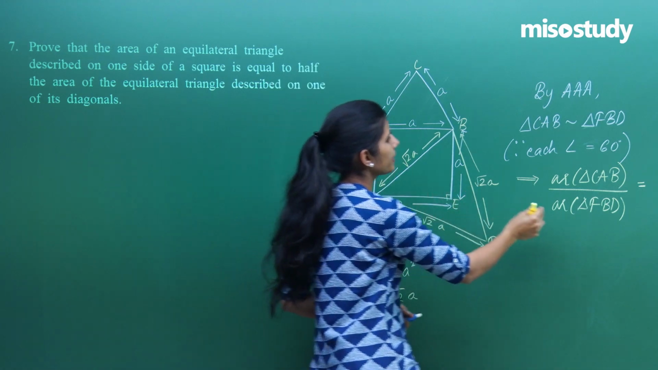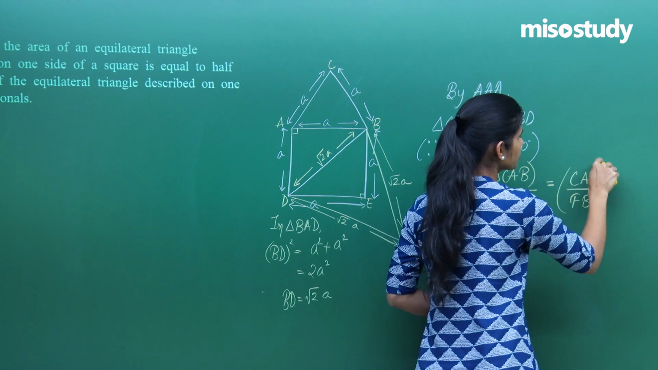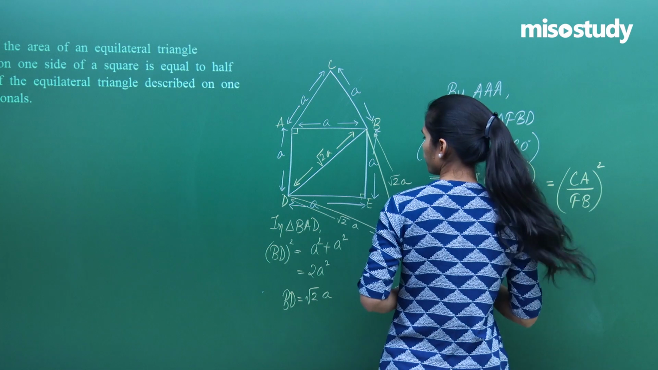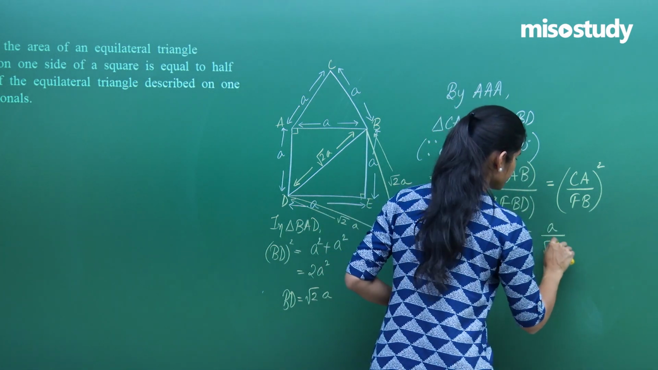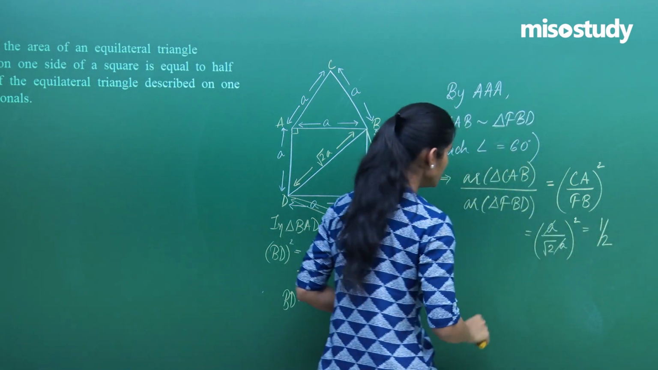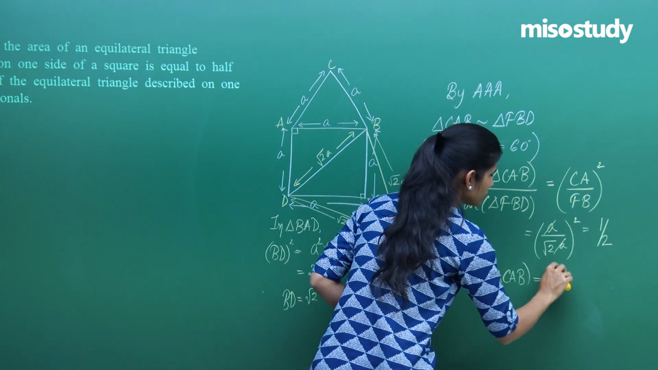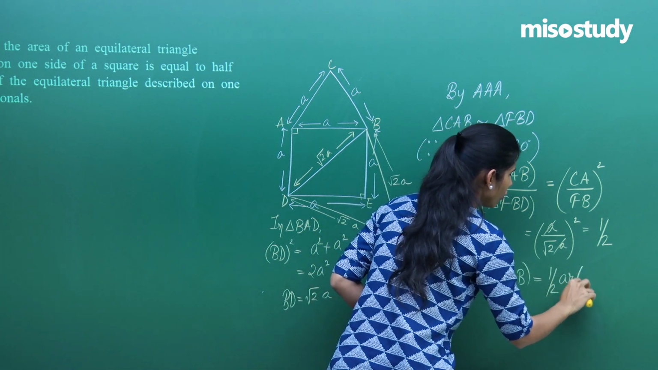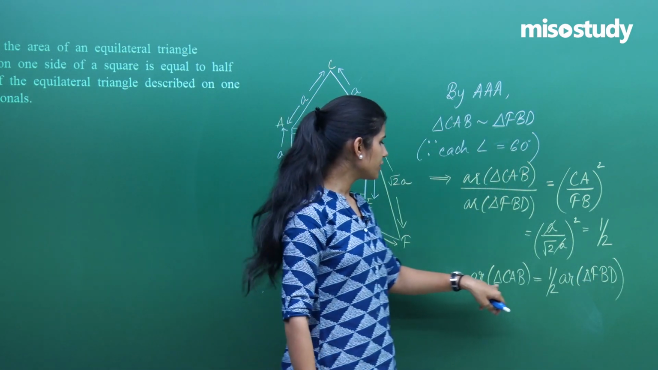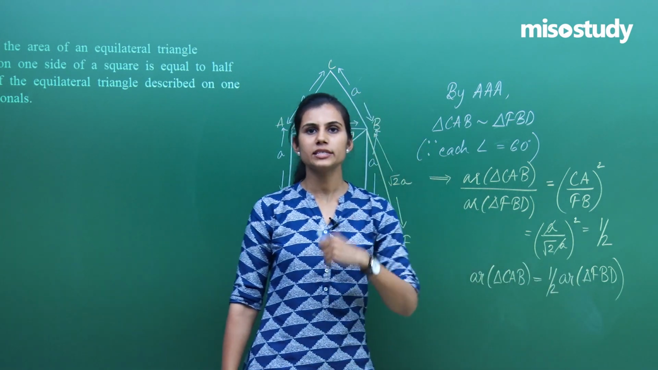Pick any side, pick CA and FB. So you get CA upon FB whole square. We have proved this: CA's length is small a, FB's length is root 2a, whole square. A squared cancels out, you have 1 by 2. So you get the area of triangle CAB is equal to half of the area of triangle FBD. So you have proved that the area of the triangle described on one side of the square is equal to half of the area of the triangle described on one of its diagonals.